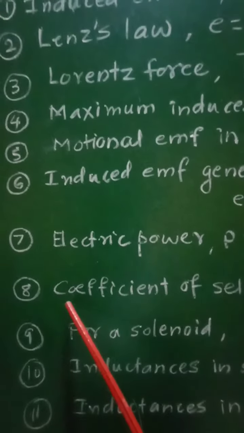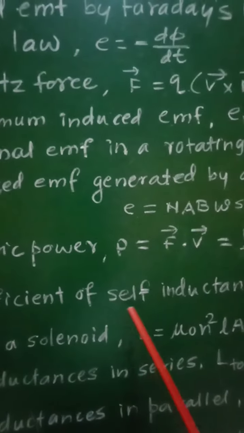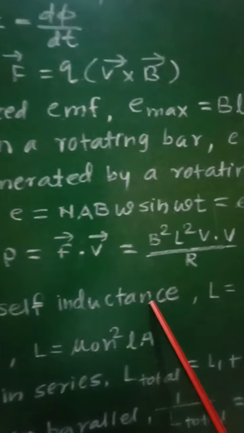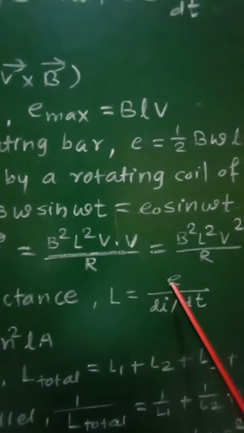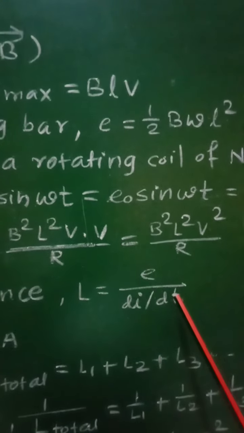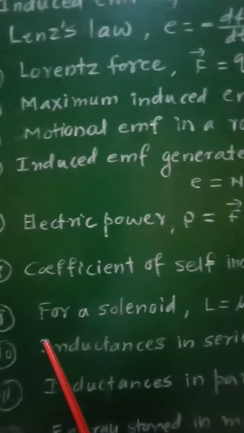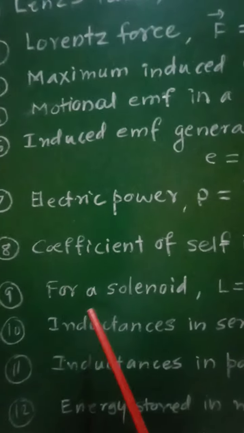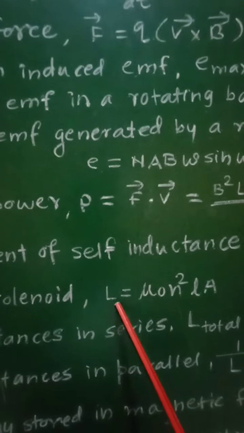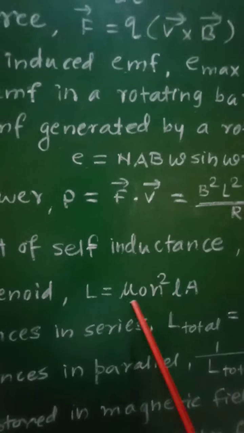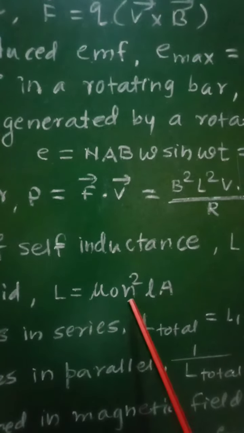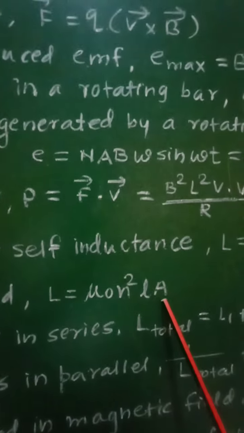Then eighth formula gives the coefficient of self-inductance. Coefficient of self-inductance L is equal to E upon di by dt. Then ninth formula is for a solenoid. For a solenoid, the coefficient of self-inductance L is equal to mu 0 n square l A.